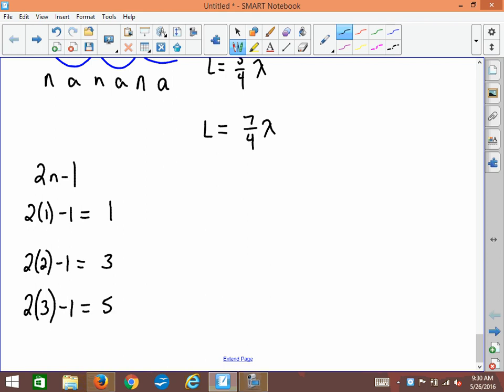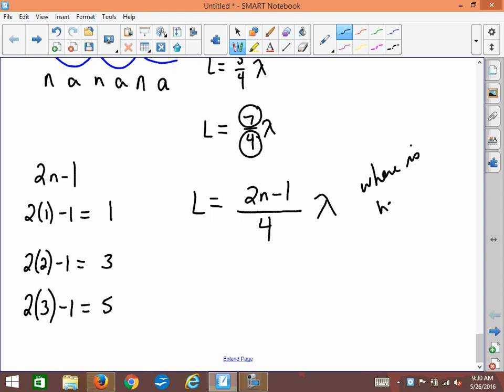So I need odd numbers on the top of my fraction, so that's where I'm going to put this little equation to generate my odd numbers on top. But on the bottom, I need fractions that are quarters, so I need to put that on top of the 4, and then multiply that by lambda. Again, where n is the harmonic number, and it's an integer starting at 1.